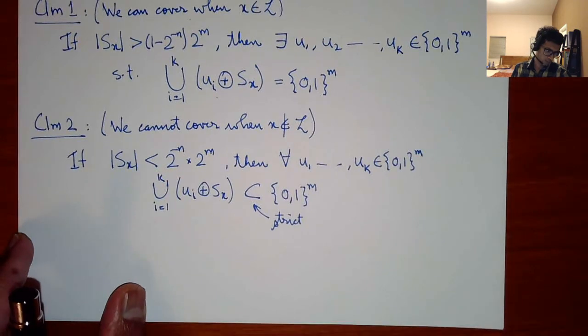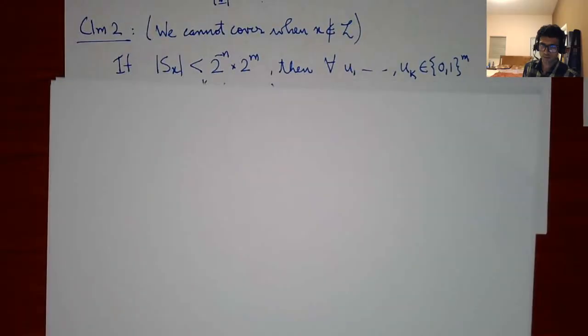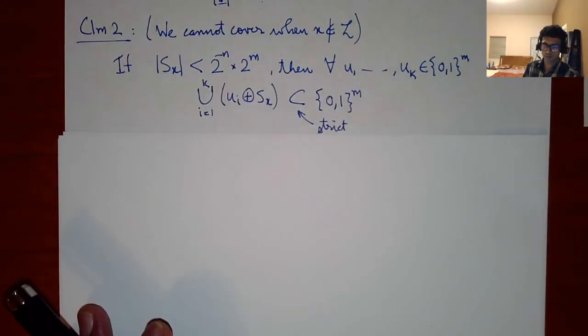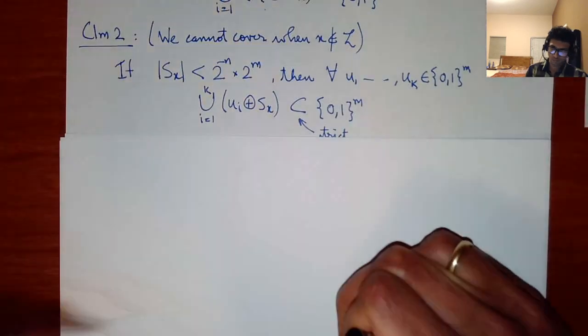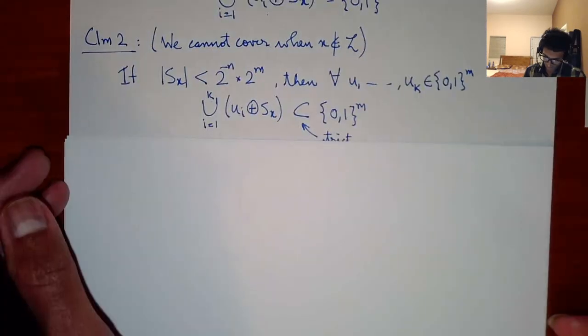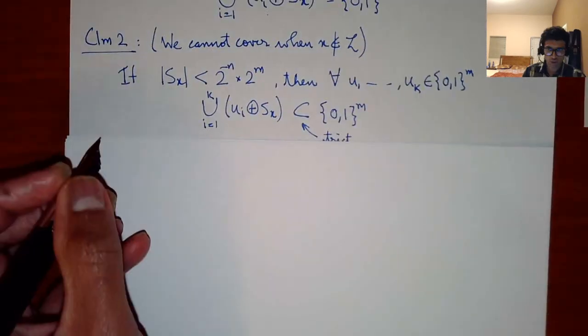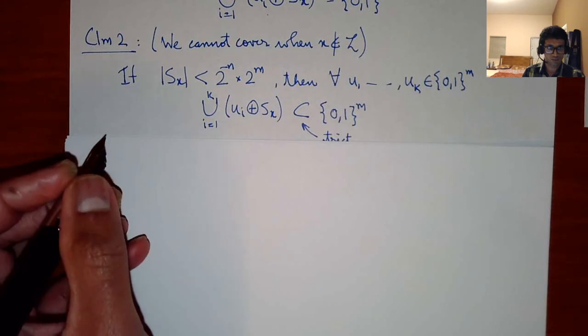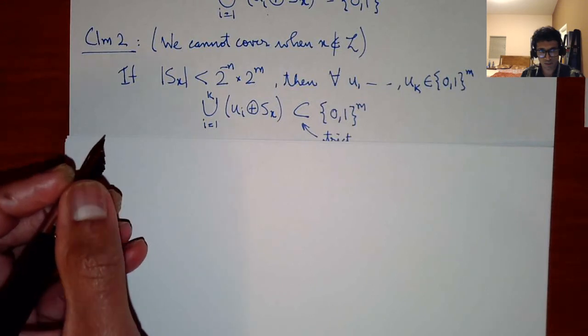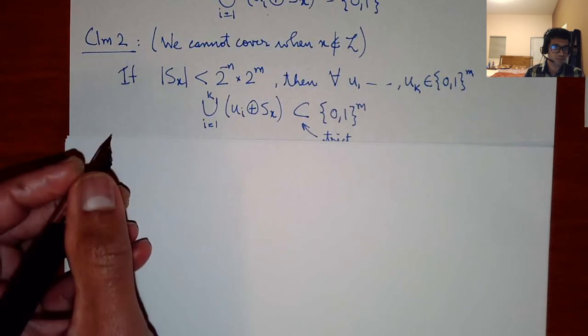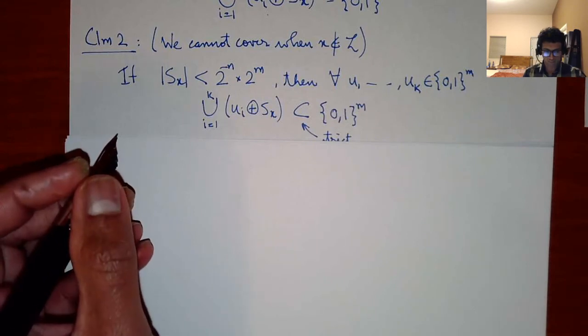So let me move on to the next page. I'll bring this back. Okay, let's keep this here. So let's assume the claims. I'll prove the claims later. But let's assume these claims, and then let's just go ahead and complete the proof that BPP is in sigma 2.